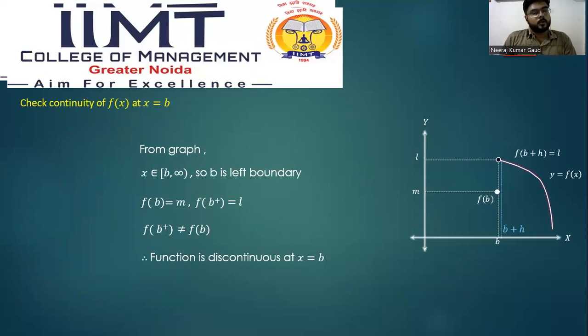Now, we are going to check continuity of function f(x) at x is equal to b. From the graph, x belongs to the closed interval b to open infinity. So b is a left boundary. So f of b equal to n, f of b plus, which is equal to l. So f of b plus is not equal to f of b, so the function is discontinuous at x equal to b.